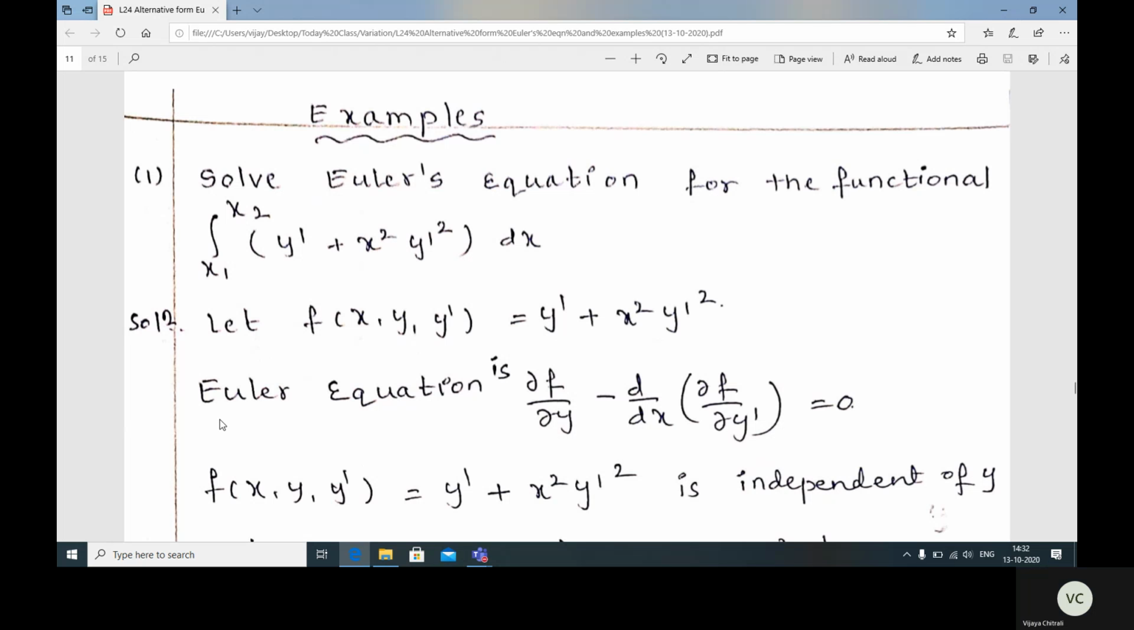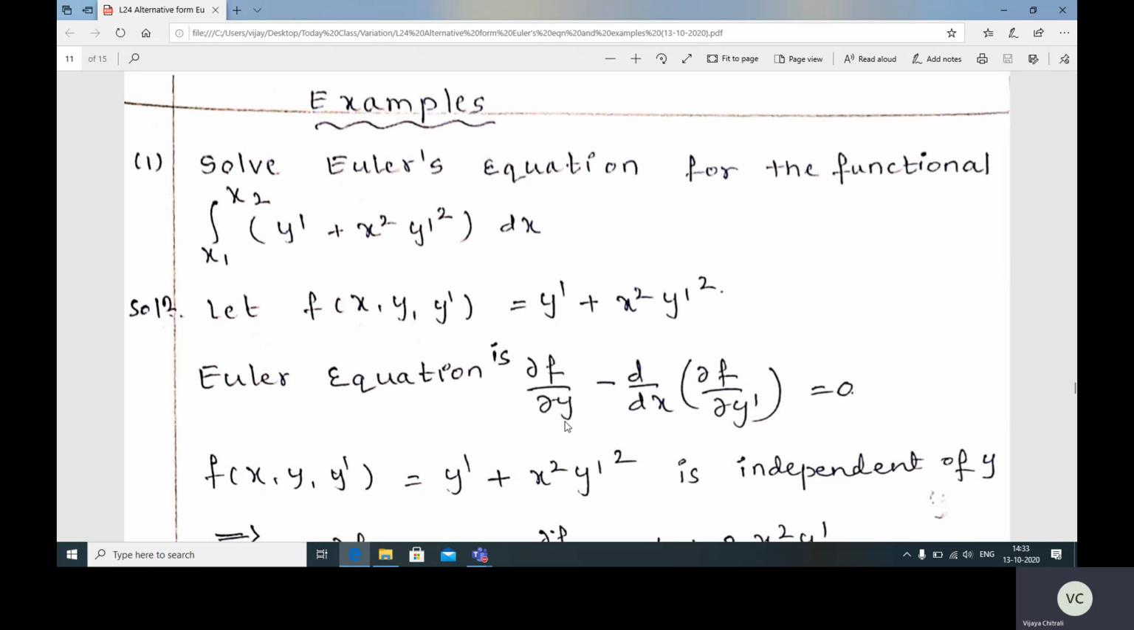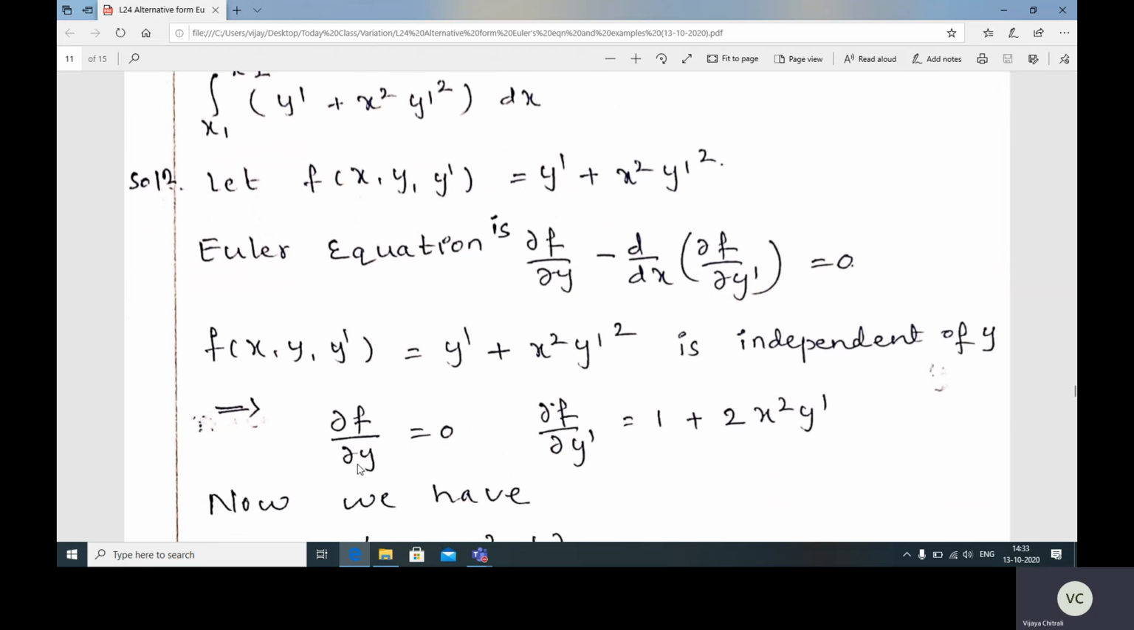Now Euler's equation is what? Dou f divided by dou y minus d by dx of dou f divided by dou y dash is equal to 0. Now here we don't have a y term, right? So f is independent of y. So obviously dou f divided by dou y will be 0. So we'll get this as 0.